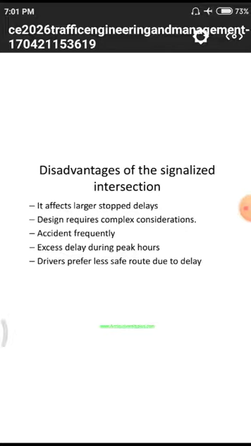That means there may be a small quantity of accidents like clashings and collisions. Next one, excess delay during peak hours.